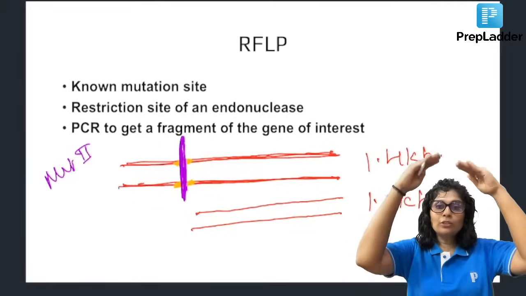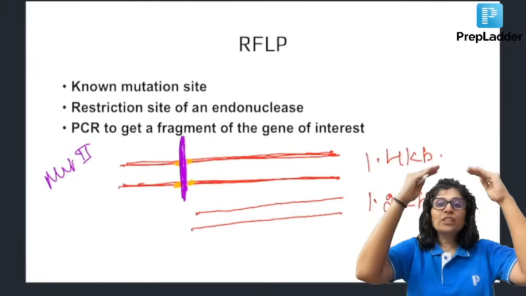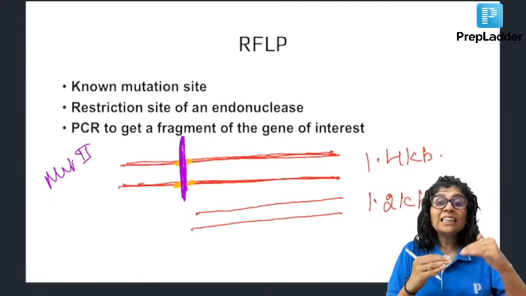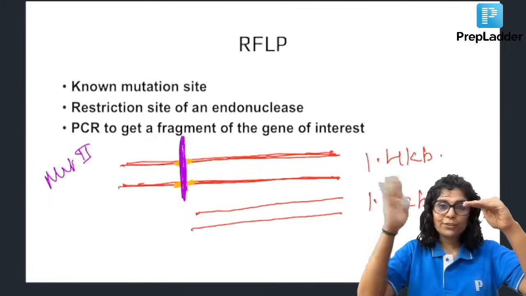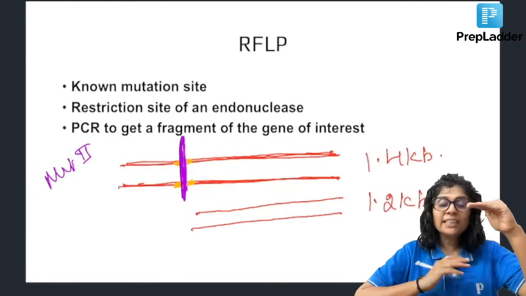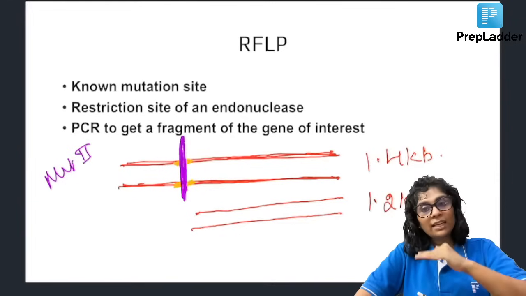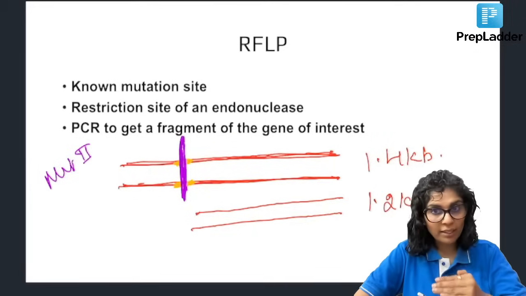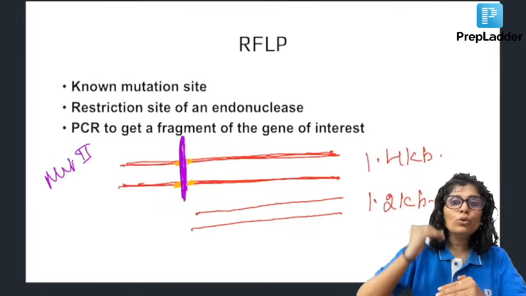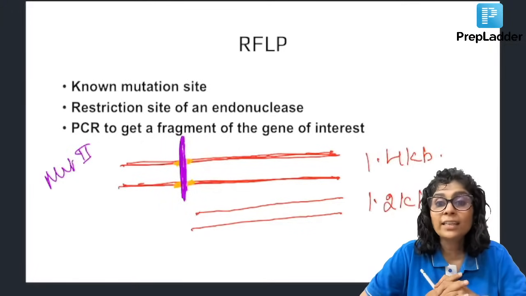Then you run it through electrophoresis, and you see the length. If the length is 1.4, it is not cut. If it is not cut, it is mutated. If the length is 1.2, it is cut. If it is cut, it is normal. If you see both 1.4 and 1.2, it is a carrier.